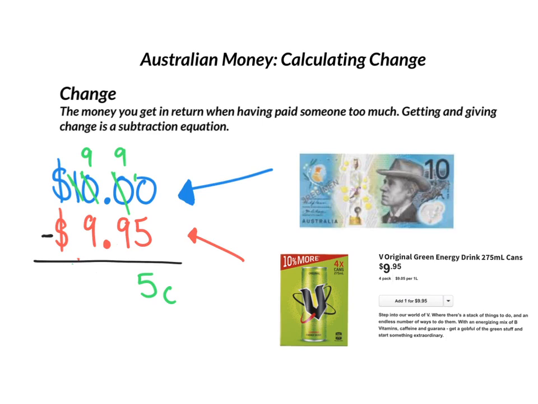In summary, giving change is a subtraction equation. If we go to buy an item in a shop and we give the shopkeeper too much money for the item, they give us change in return. They give us money back because we have given them too much money for the item we want to buy.